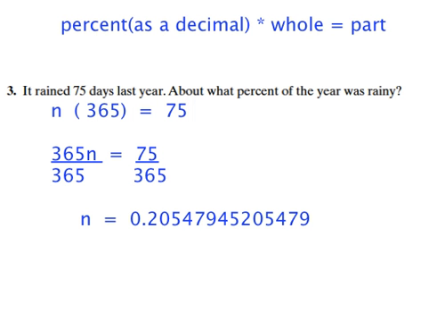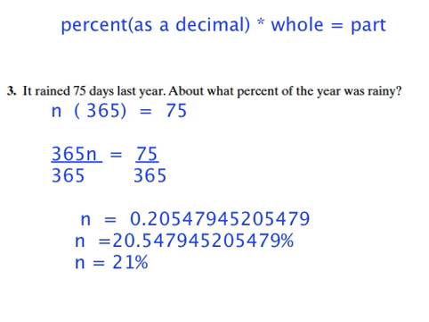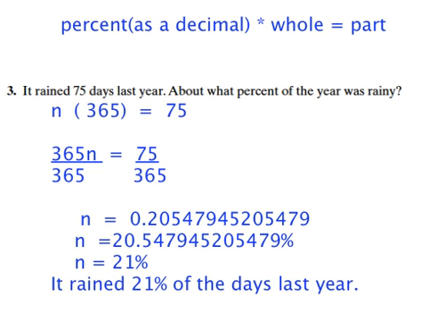So we need to move our decimal point 2 places to the right and put a percent sign at the end. So we have 20.547945205479%. And then we're going to round this to the nearest whole percent. So 20.5 rounds to 21%. So it rained 21% of the days last year.